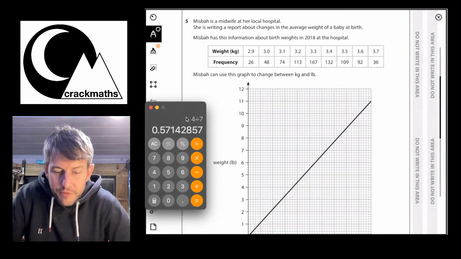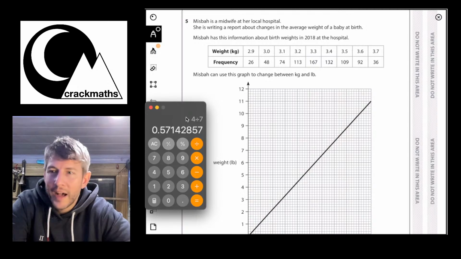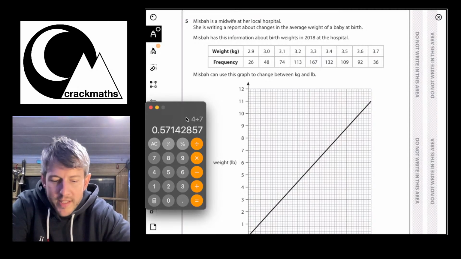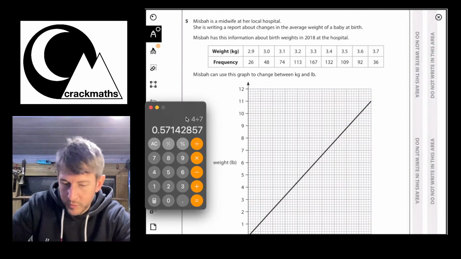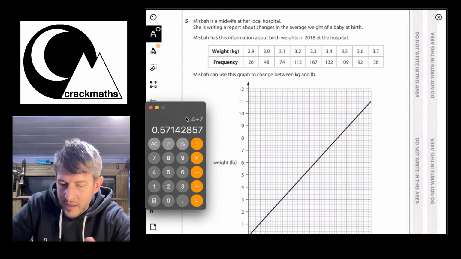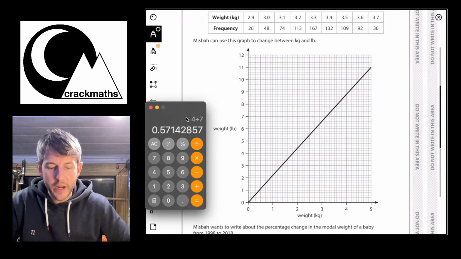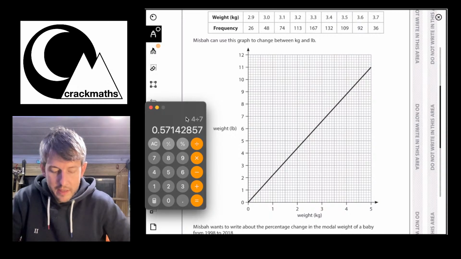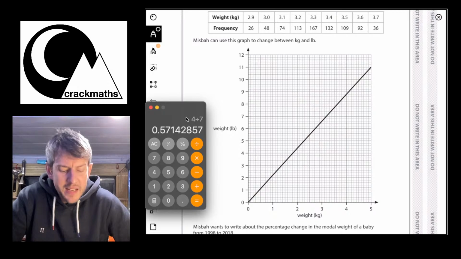Here we go, we've got question 5 here. This says that Misbah is a midwife at her local hospital. She is writing a report about changes in the average weight of a baby at birth. Misbah has this information about birth weights in 2018 at the hospital. Misbah can use this graph to change between kilograms and pounds. Misbah wants to write about the percentage change.